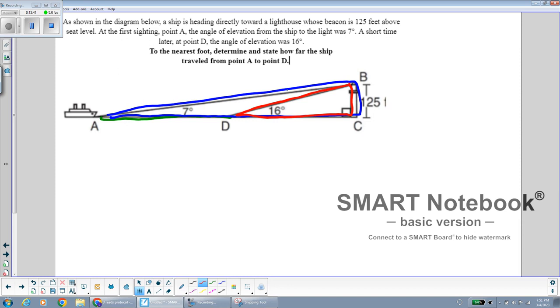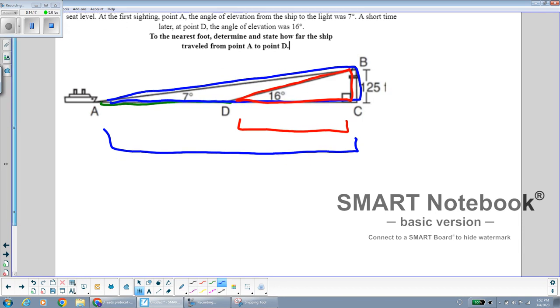But keep in mind, this smaller triangle on the left is not a right triangle. So you can't set up a trig ratio with this triangle over here to find AD because it's not a right triangle. So instead, since the red triangle is a right triangle, maybe we can find this side. And since the big blue triangle is a right triangle, maybe we can find this side of it. And we can subtract so we can find AD, which is what we're actually looking for.